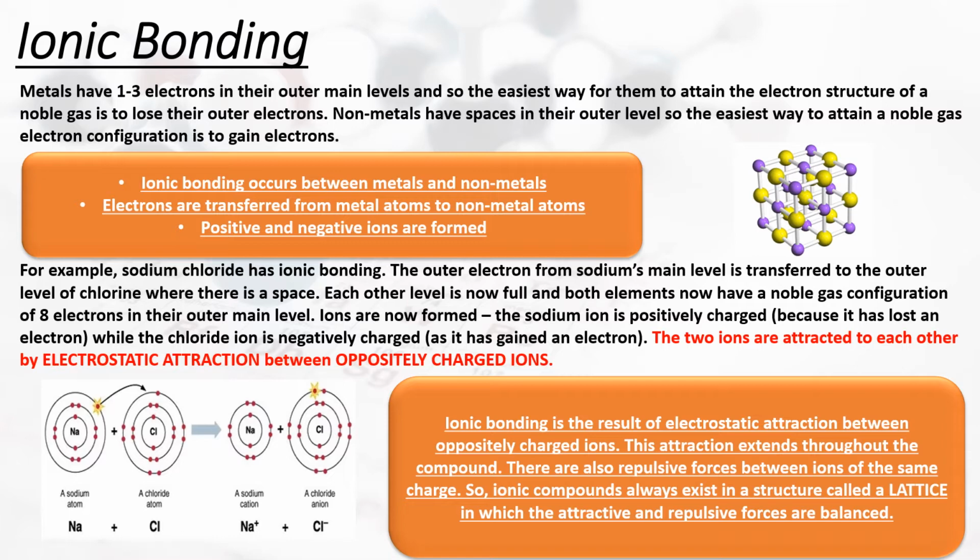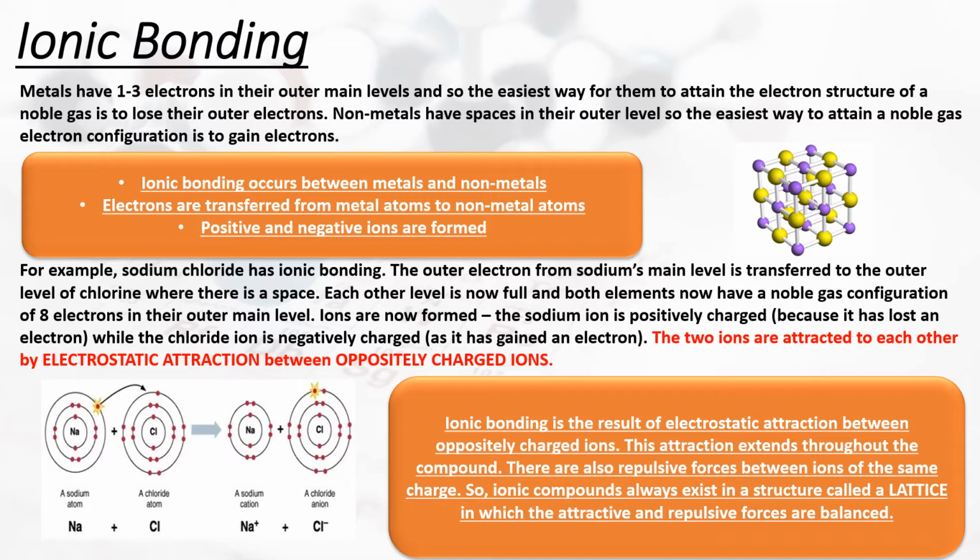Now, we said that this attraction between the positive and negative ions extends throughout the compound, but there are also repulsive forces, because of chloride anions being close to each other and sodium cations being close to each other. So we have repulsive forces between ions of the same charge, and attractive forces between ions of opposite charge. And so when these ionic compounds exist in this lattice structure, these attractive and repulsive forces are balanced.